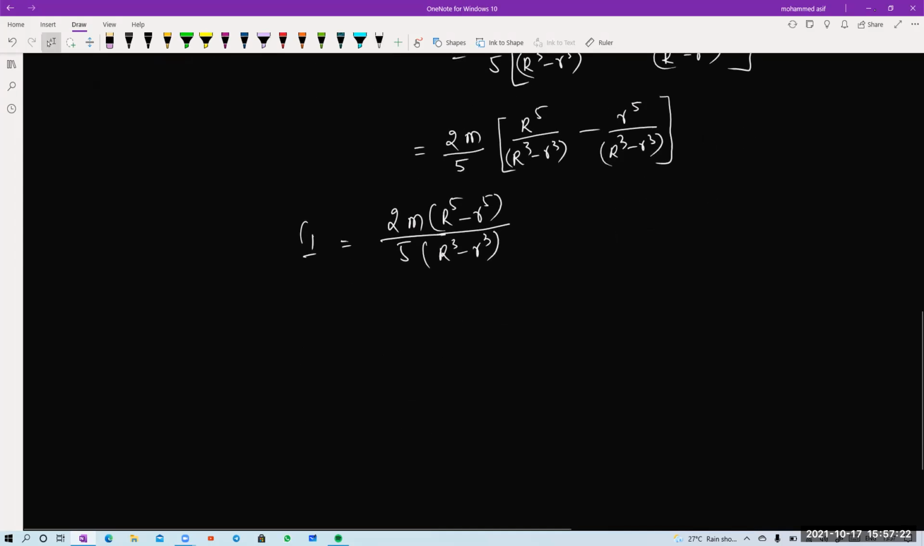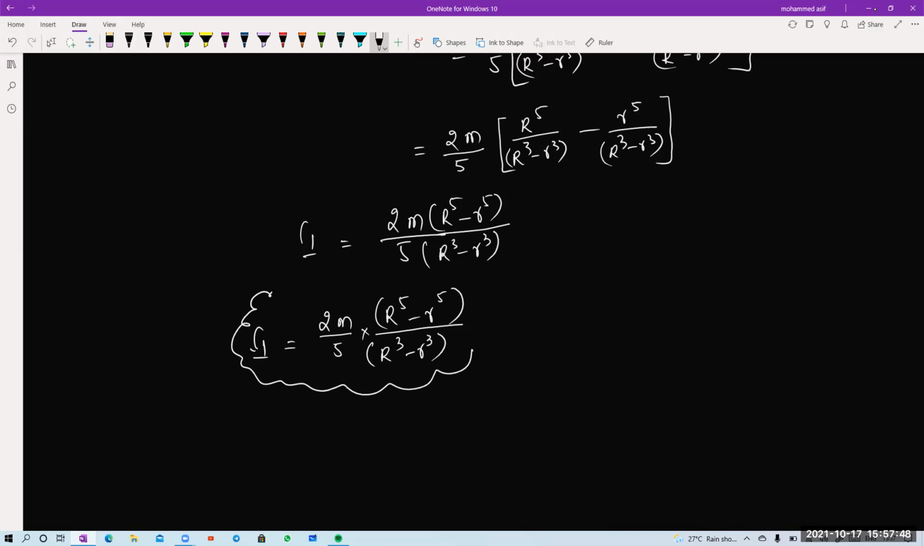That means I'll write here individually. So the moment of inertia is coming out for me: I equals 2M divided by 5 into capital R to the power of 5 minus small r to the power of 5 divided by capital R cube minus small r cube. Okay, so this will be the moment of inertia.